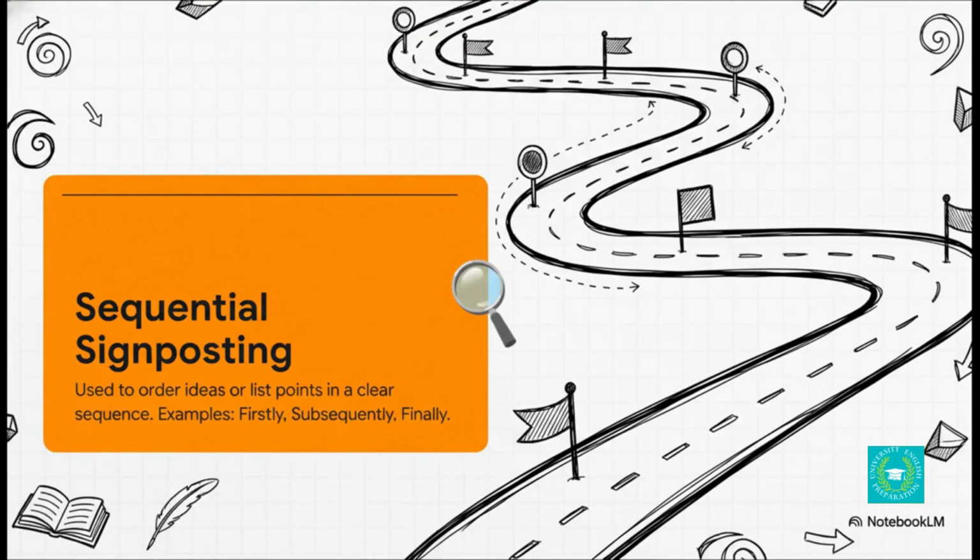First up, we've got sequential signposts. Think of these as your mile markers on the highway. They're perfect when you need to lay out a series of steps or a list of reasons. Like, firstly, we'll look at the historical data. Subsequently, we'll analyze the survey results. And finally, we will draw our conclusions. See? Your reader always knows exactly where they are on the map.